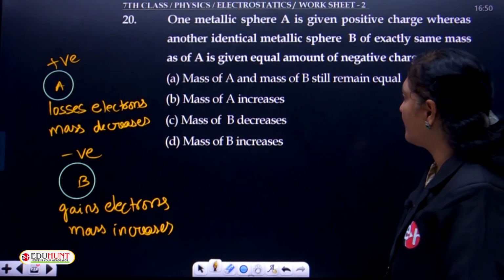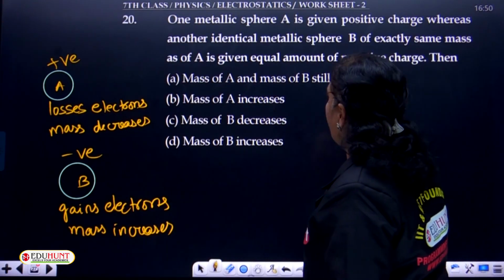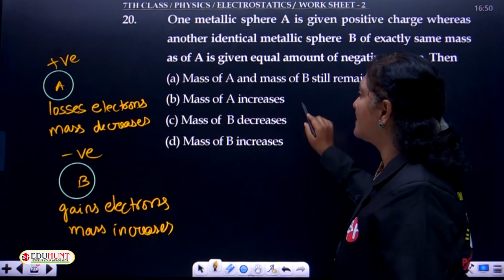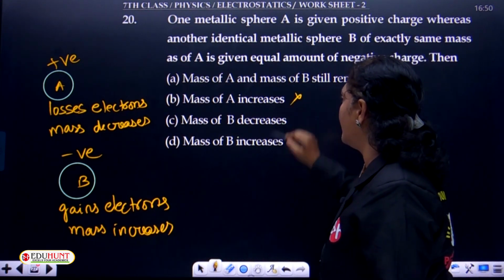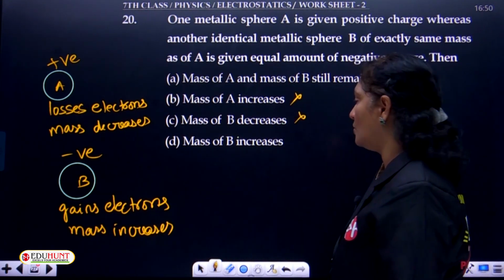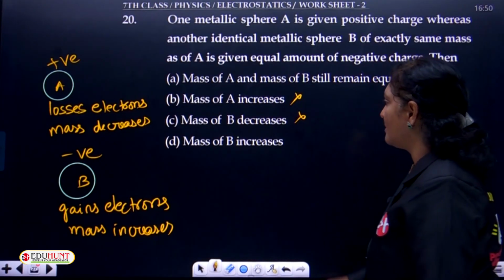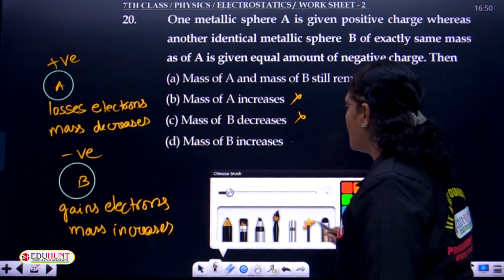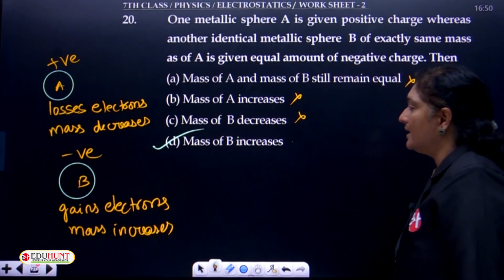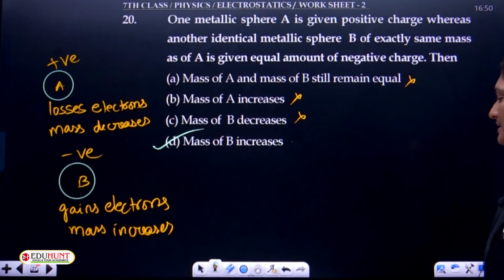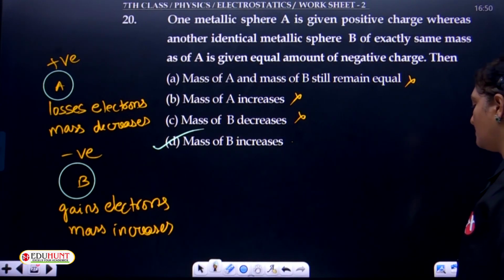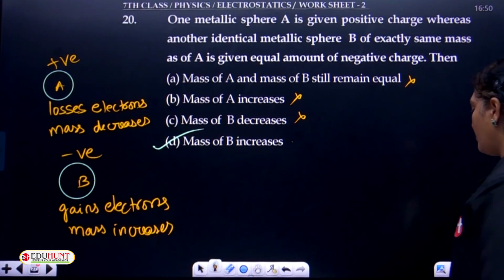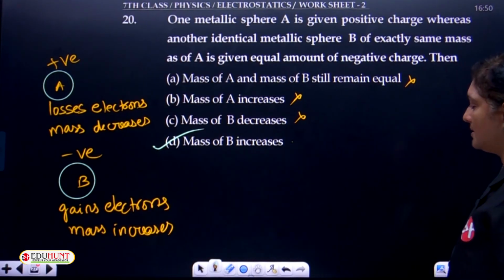So, clearly, do mass of A and mass of B still remain equal? No. Mass of A increases? No. Mass of A decreases. Mass of B decreases? No. Mass of B increases. Mass of B increases? Yes. So, the correct option is option D, that is clearly mass of B increases. Hence, the fourth option must be true. So, what is the correct answer, children? Mass of B increases. That's it.